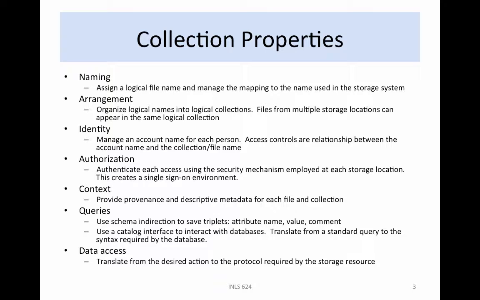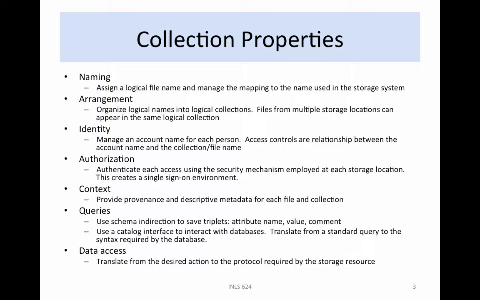For arrangement, a file is a member of a collection which has a collection path. The combination of the collection path and the file logical name is a unique identifier for a file. For identity, each user has a unique account name. The combination of the data grid zone name and the account name is a unique identifier for a user.